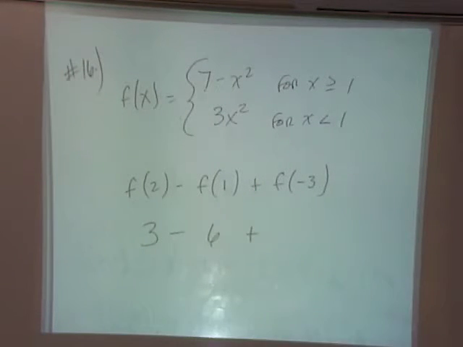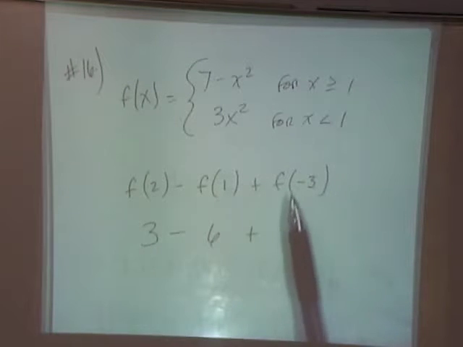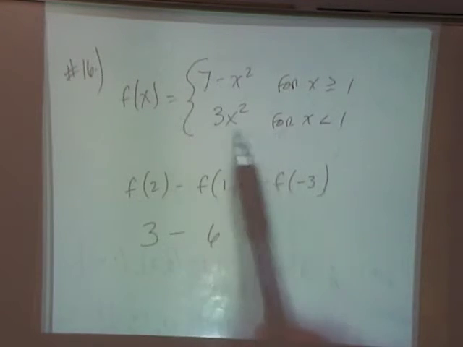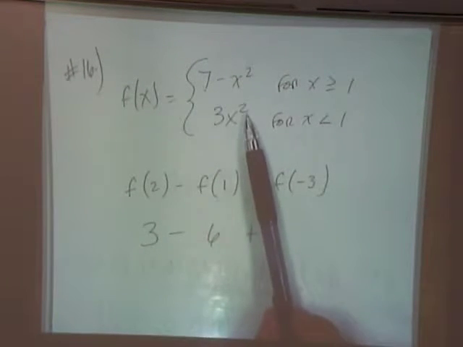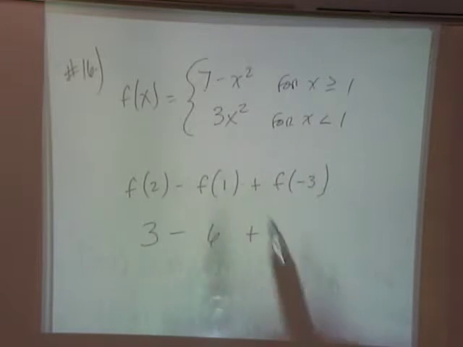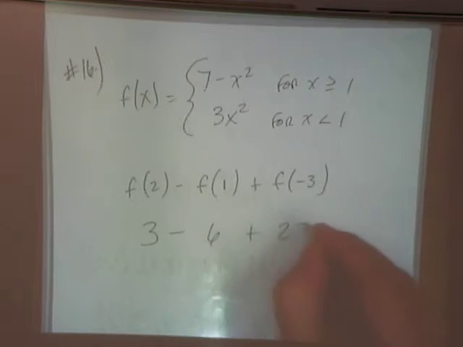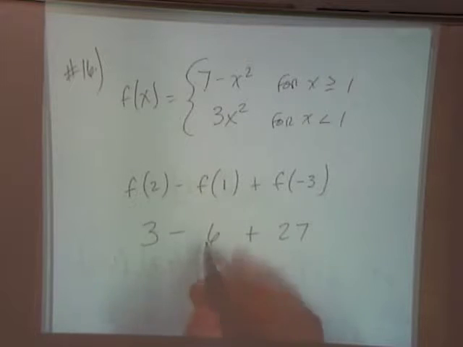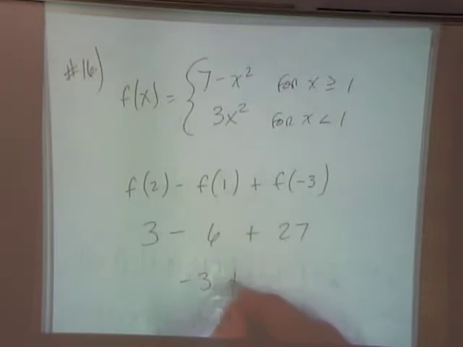And then we'll plug in a negative 3, and that is definitely less than 1, so we'll plug it in the bottom. Negative 3 squared is 9 times 3 is 27. So 3 minus 6 is negative 3, plus 27 is 24.